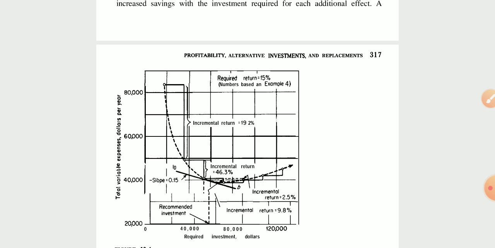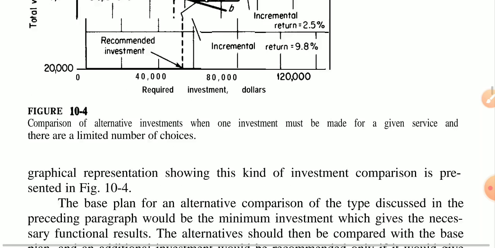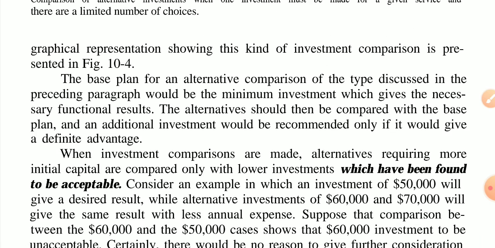Now this is a required return of only 15%. The number of the required total variable expenses in dollars per year versus the required investment. Okay, so graphically a representation showing this kind of investment comparison is presented in Figure 10.4.